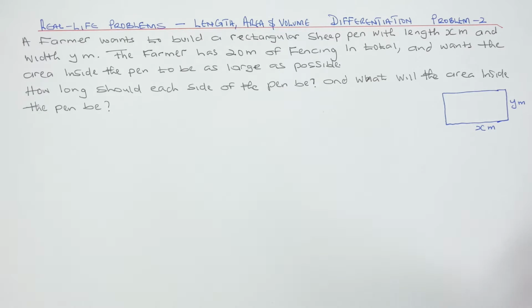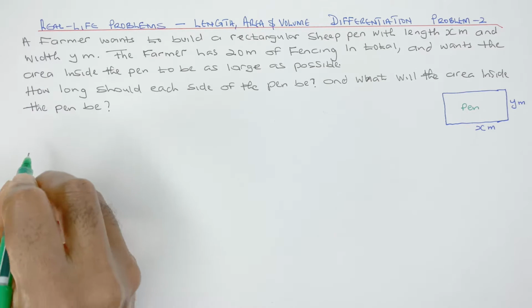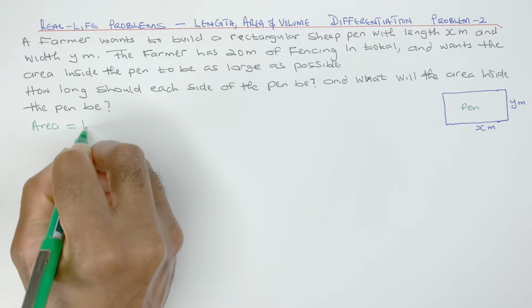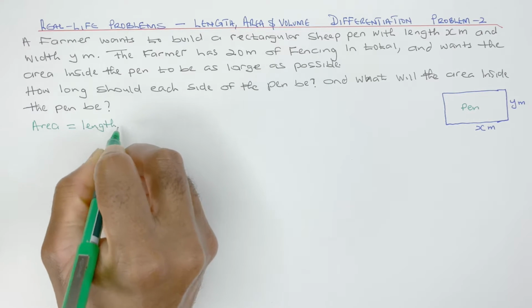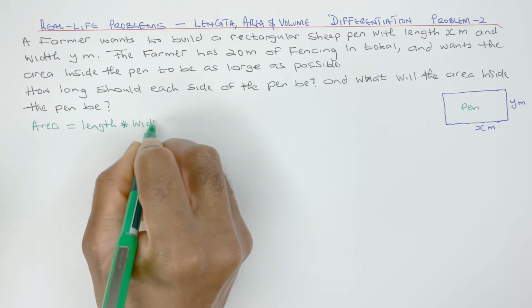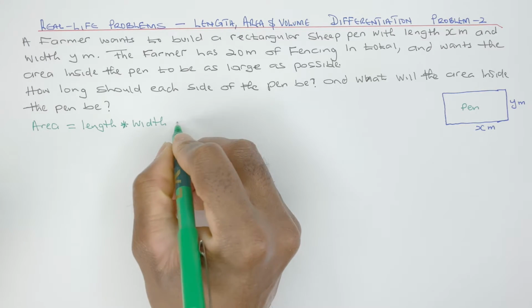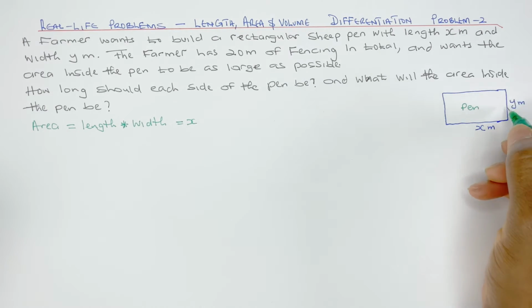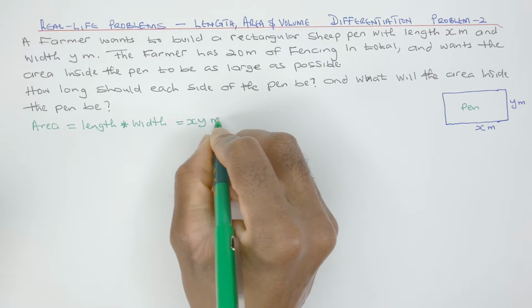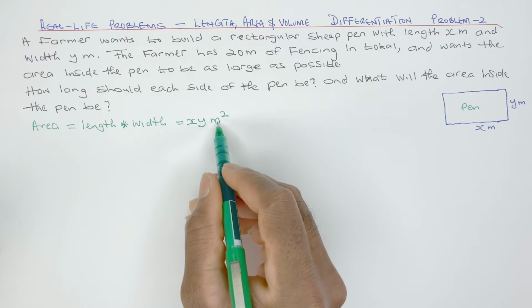And what will the area inside the pen be? Here's the pen, and area equals length times width. In this case, the length is x meters and the width is y meters. That's x times y meters squared.